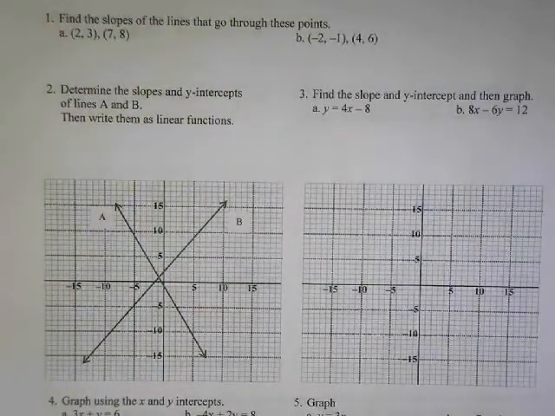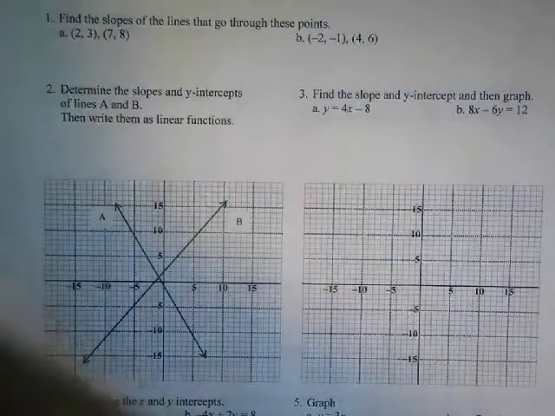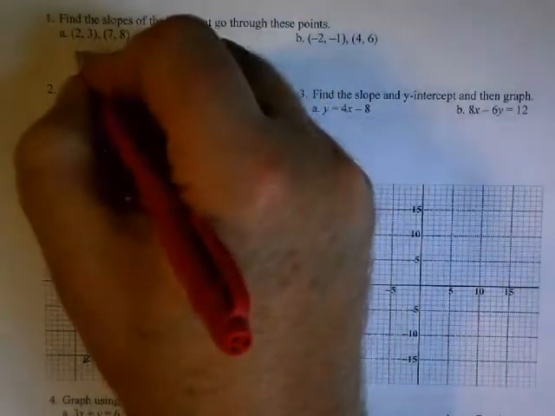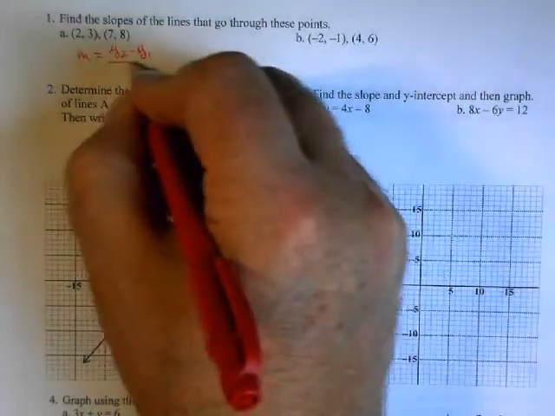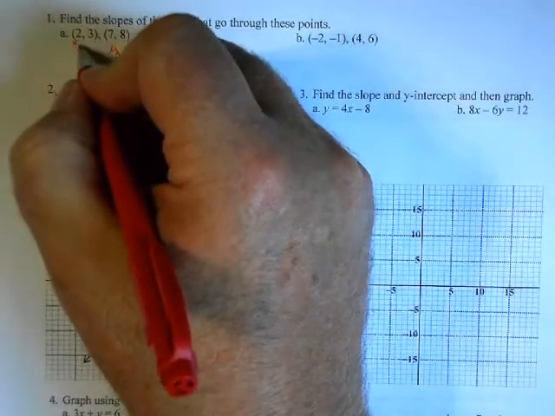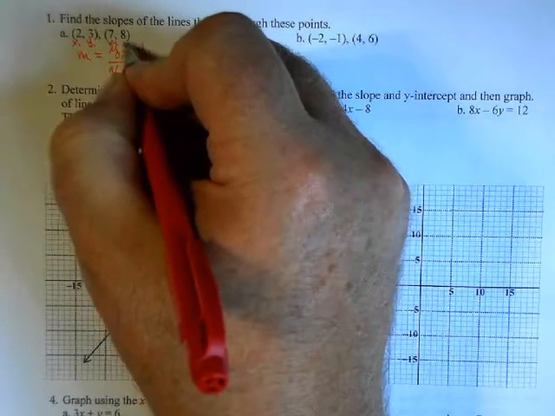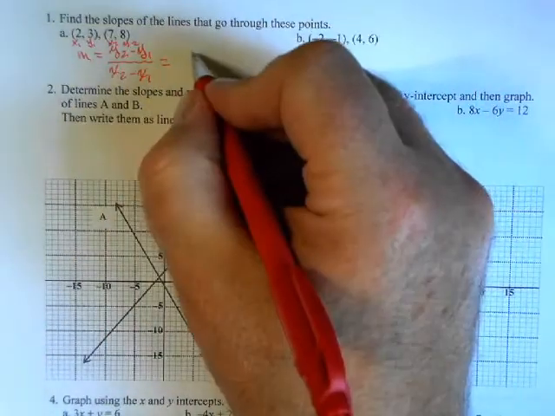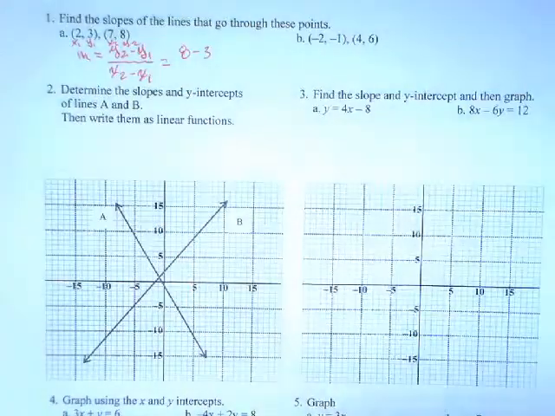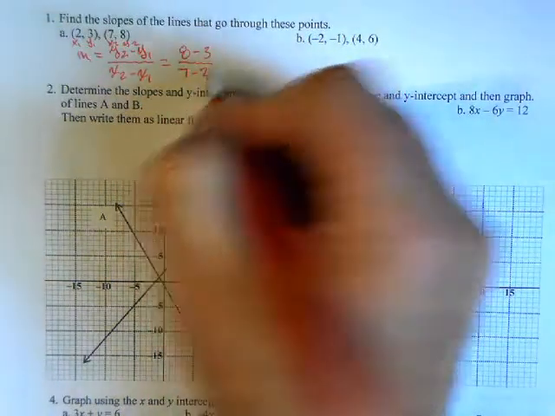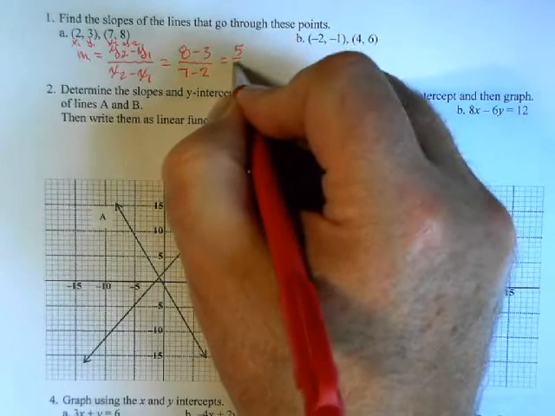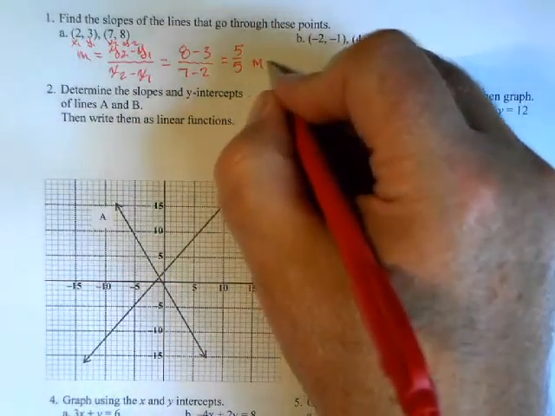So if we have 2 points, we can find the slope between the 2 points by using our slope equation. M equals y2 minus y1 over x2 minus x1. And again, it doesn't really matter which one you say is number 1, but I'm basically going x1, y1, x2, y2. And so in this case, I'm going to have 8 subtract the 3, the second numbers in each ordered pair, over 7 subtract 2. This gave me 5 over 5, which is 1. So the slope is 1.